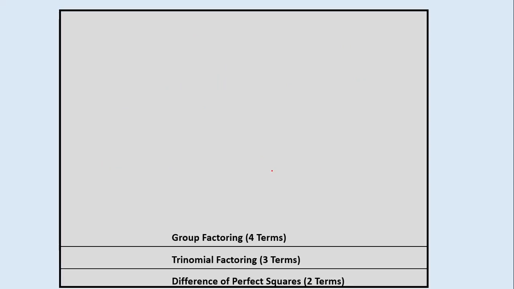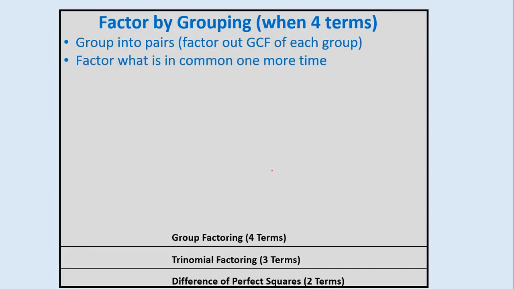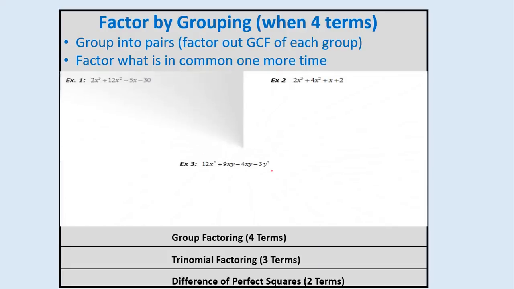Group factoring, that's when you have 4 terms. That's the only time you can factor by grouping. So first thing you're going to do is group them into pairs, and we're going to factor out the GCF of each group. Then we're going to factor what is in common one more time. Let's try it. So let's group them into pairs here. We're going to group and group. That's why it's called factor by grouping. And then we've got to pull the GCF out.